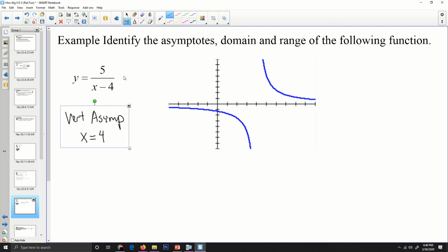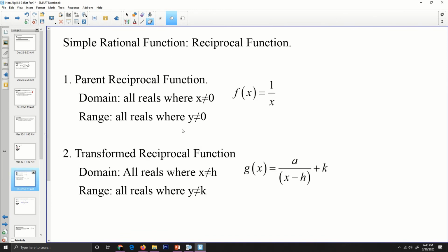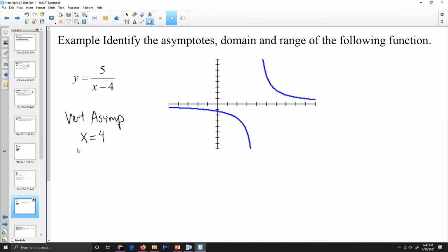Now, you'll notice there's no plus any value there. So we are not shifting this up or down from the parent function. Since we're not doing any shifting, the range is not going to change, and the horizontal asymptote isn't going to change either. It's still going to be y equals 0.